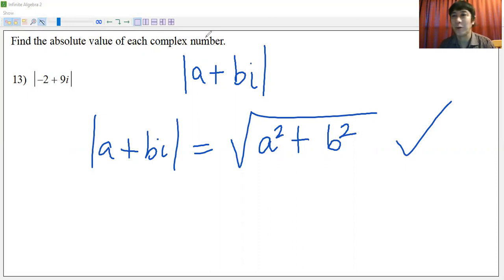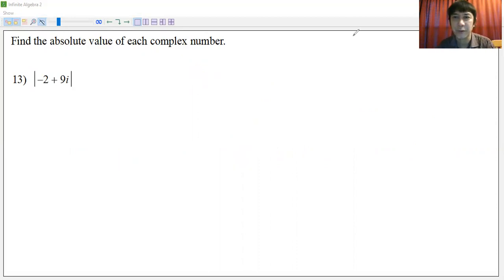Okay, so you're going to use this formula all throughout to determine the absolute value of a given complex number. So don't forget this formula. Right, let's do the first example, which is number 13.